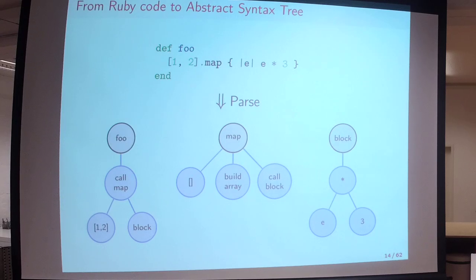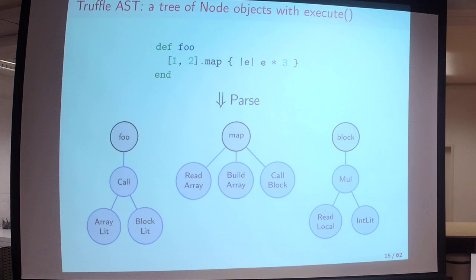Now, what we do in TruffleRuby is very similar to this. Instead of just an abstract syntax tree, we do what we call a Truffle abstract syntax tree. It looks very similar, but the main thing is that each of these nodes is now a Java object. Each of these nodes has an execute method, which defines how to execute this node, how to express the semantics. For instance, here we have a multiplication node, and what it does is execute the left child, execute the right child, multiply them, and return that.